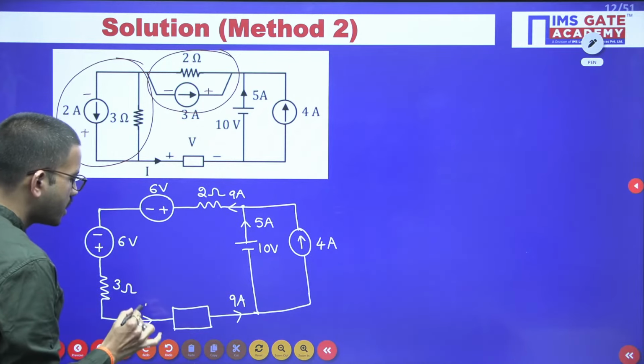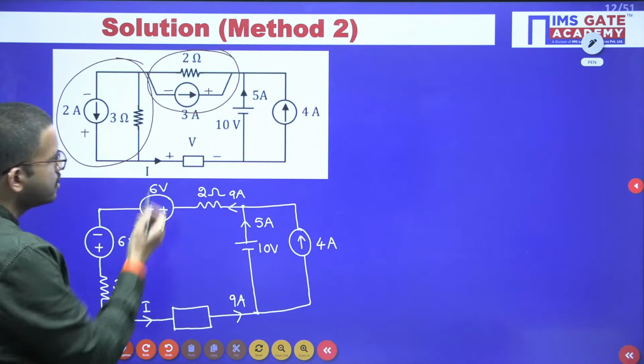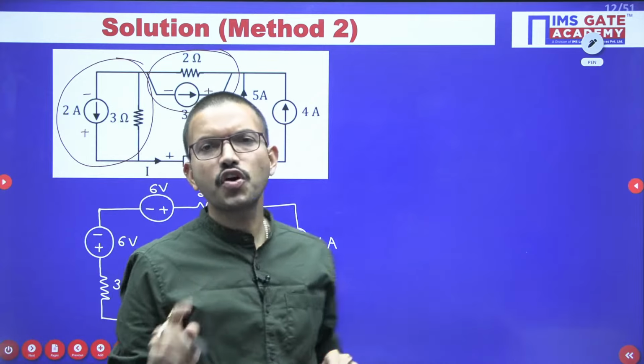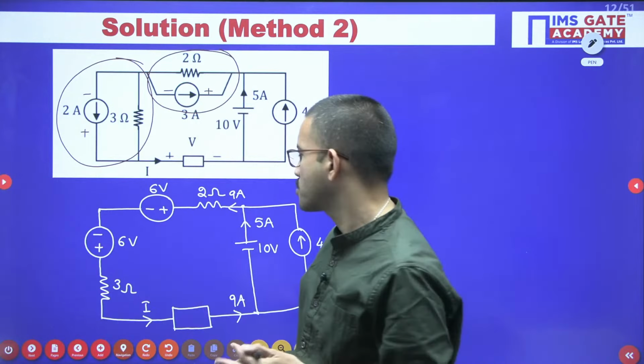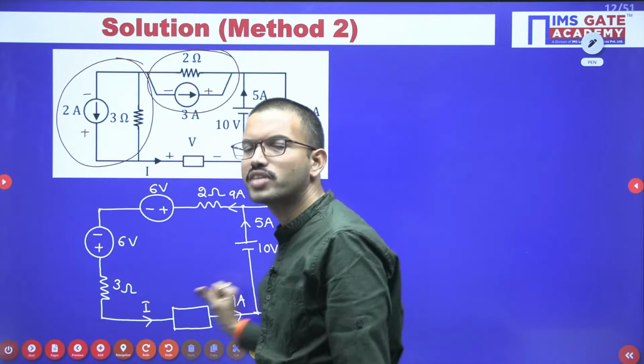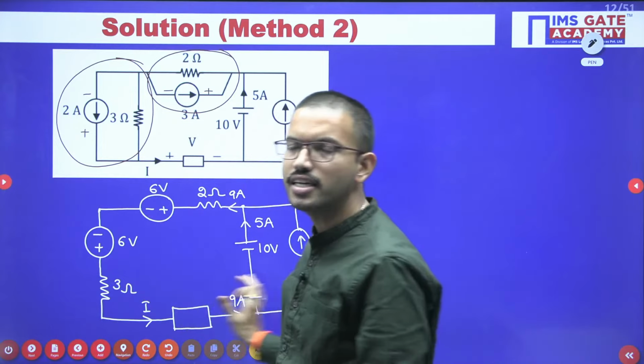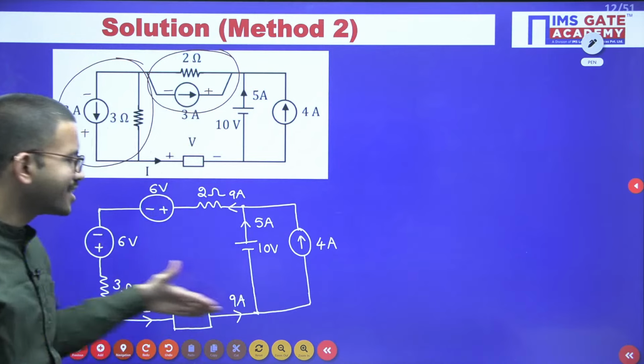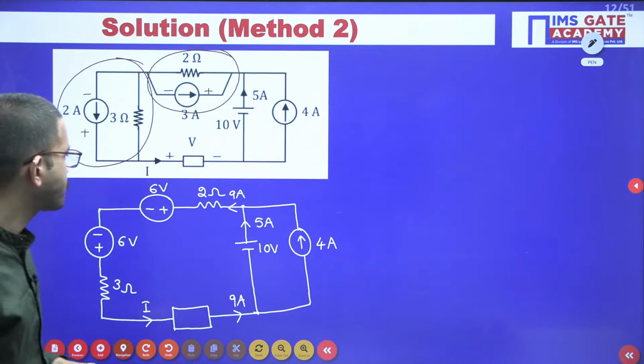Here the current direction given in this circuit is the same direction. Whatever current direction they have given, if the value is positive, we need not change the direction. Suppose after calculating you get the current value negative, then we have to consider the opposite way, because the current is actually flowing in the opposite way. But whenever you get a positive value, the direction they have given is correct.